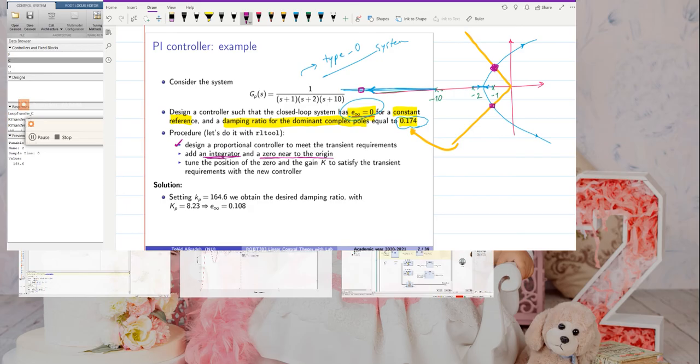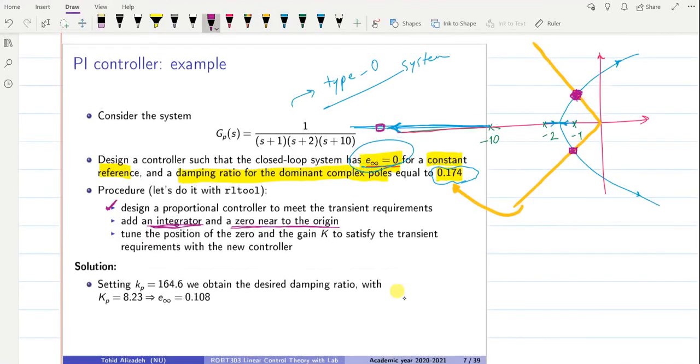Let me switch back to the slides. So by setting Kp equal to that value, you can find it out analytically as well if you want, but just to be quick, I used MATLAB in order to obtain the value. By setting the value Kp equal to this value, the desired damping ratio is obtained. And then if you find out the steady state error for the same system, it will be equal to 0.108.